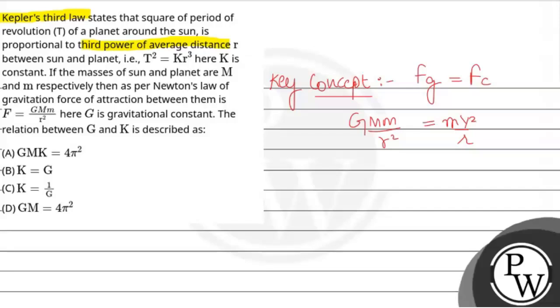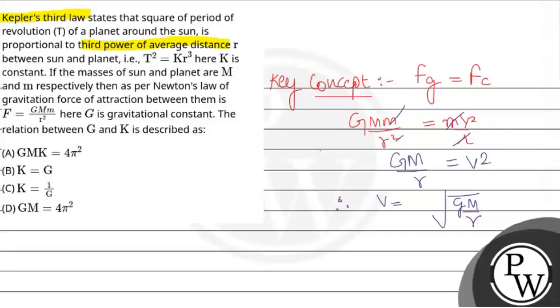Okay. Now we will cancel out. So m will cut m, r will cut r. So G M divided by r is equal to v square. Therefore, v is equal to under the root of G M over r.